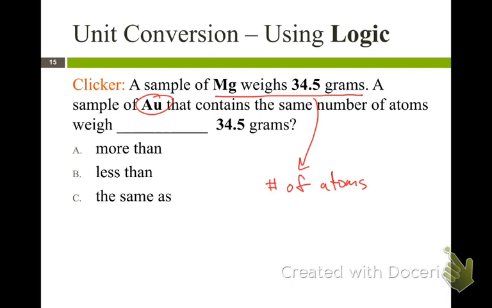Hopefully we can start thinking about, well, gold is much heavier per atom, so if we have the same number of them, gold is going to be much heavier for the same number of atoms as magnesium. It's like asking if we have 1,000 shoes versus 1,000 cars, which is going to be heavier. So that means that a sample of gold containing the same number of atoms is going to weigh significantly more than 34.5 grams because it has the same number of atoms as magnesium.